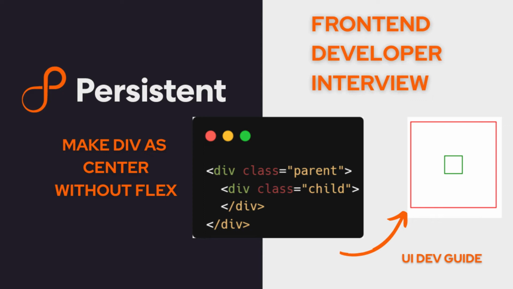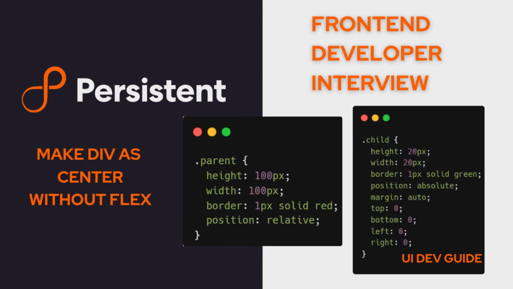Okay. So now you see there is a green div inside the parent div. Yes. So I want you to align this green div in the center without using flex and grid. Center of this red one, correct? Yeah, without using flex and grid. Okay, okay.